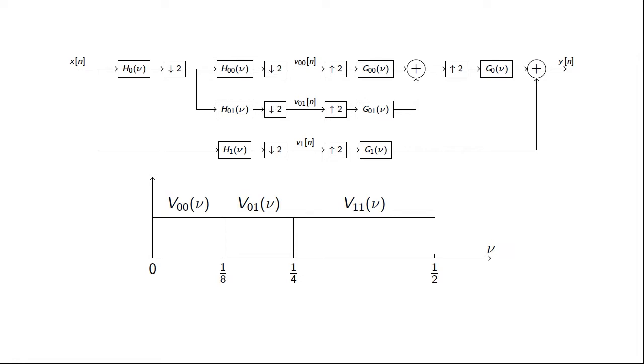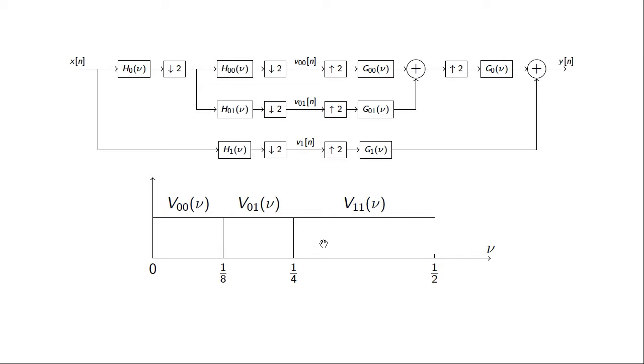So if you look at this system, in this case we do split the signal into two frequency bands, and then we split the lower frequency band into two separate frequency bands. We could get representations of the three different frequency bands contained in the original signal x of n in the signals v00, v01, and v1 as follows.